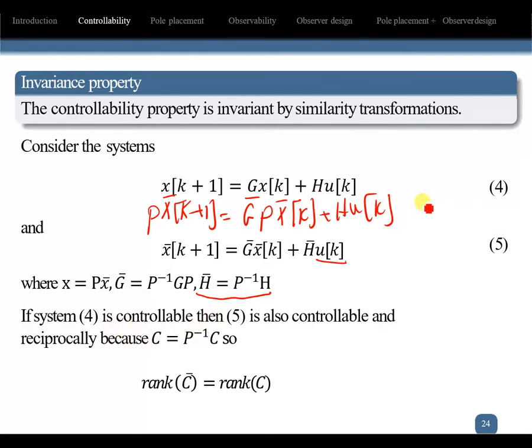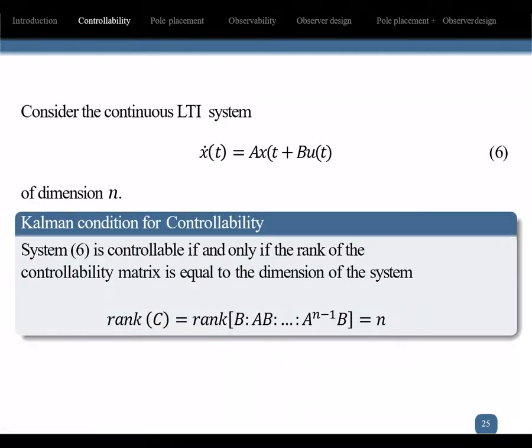If the system is controllable, then you can see that this system will be controllable too. And it's obvious because the controllability matrix C bar is equal to P^-1 C. If C is of complete rank, C bar equals P^-1 C, and both ranks will be the same as each other, so they will be controllable.